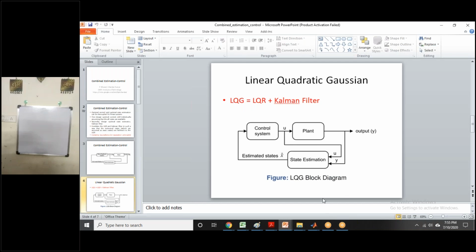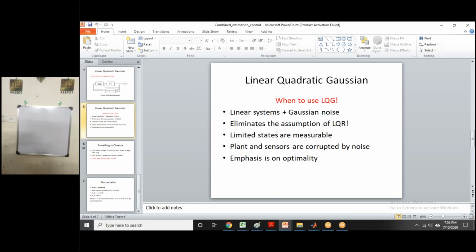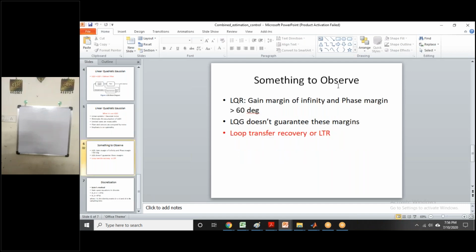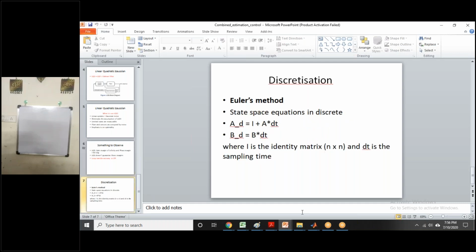Can you see my screen? LQG. Okay. LQG is LQR plus the Kalman filter. This is what we had discussed as well. If the state estimation is a Kalman filter and the control system is LQR, call it an LQG. We have seen what linear quadratic Gaussian is, and the differences between LQ and LQG. And if it is not satisfying, then loop transfer recovery, if it doesn't ensure the guaranteed margins.